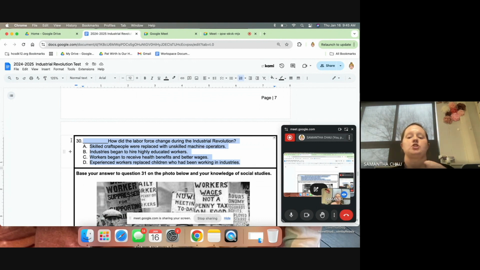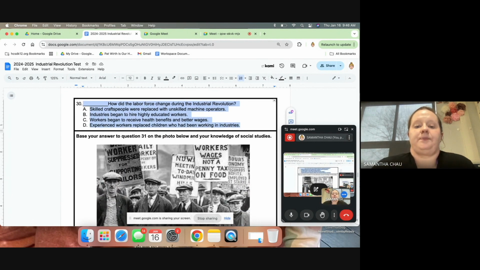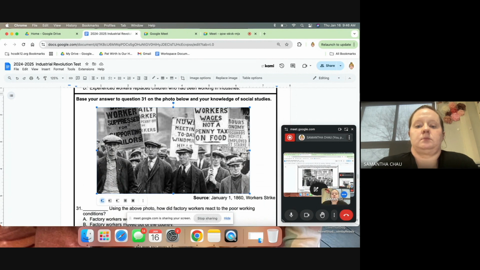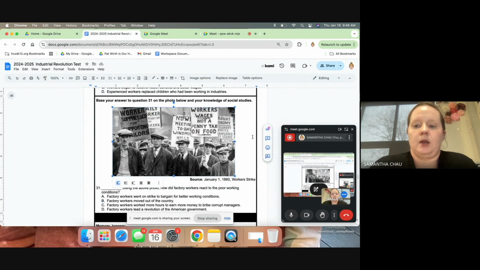Number 30. How did the labor force change during the Industrial Revolution? Skilled craft people were replaced with unskilled machine operators. Industries began to hire highly educated workers. Workers began to receive health benefits and better wages. Experienced workers replaced children who had been working in industry. Okay, I'm going to make this a little smaller so we can get it in one.